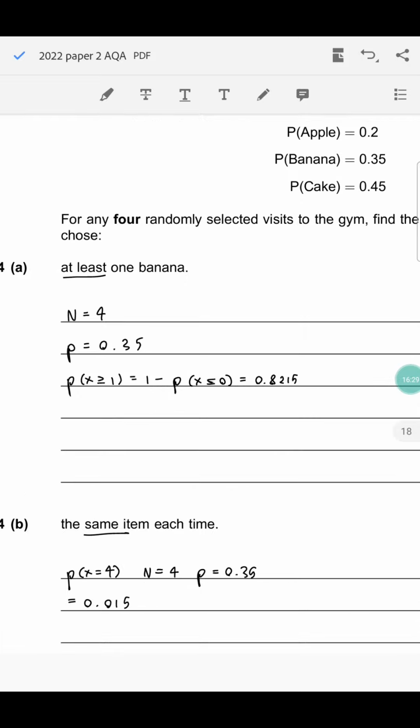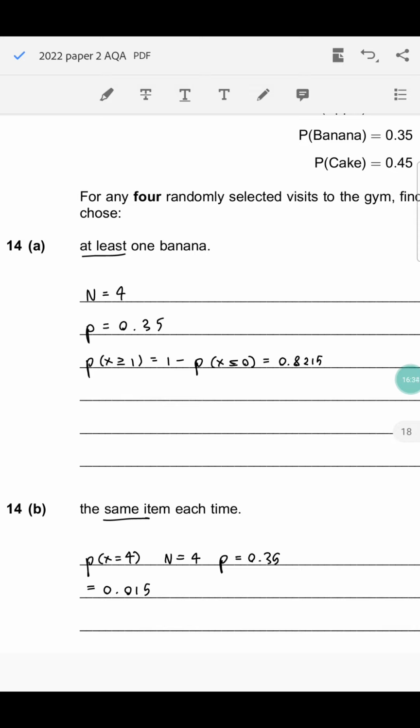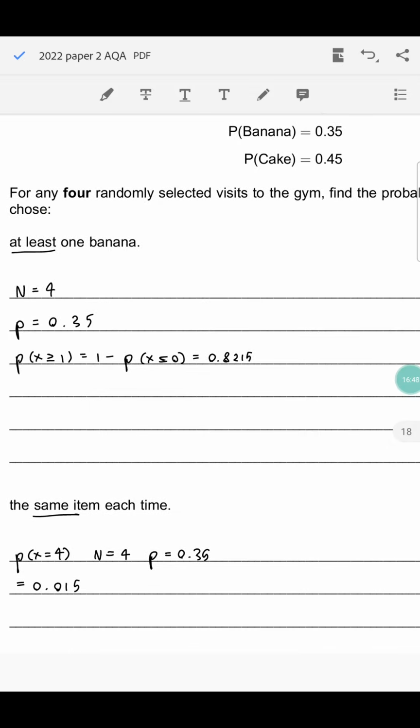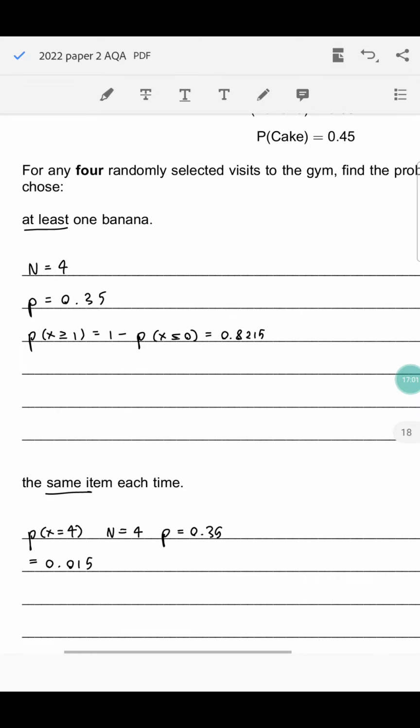Now we know it says for any 4 randomly selected visits to the gym. Now that means our number of trials is going to be equal to 4, and our probability is going to be 0.35. So if we put that into binomial CD, because it's at least, it has to be the probability of x being greater than or equal to 1. That's going to be the same as writing it as 1 minus the probability of x being less than or equal to 0. So if we plug all of this in, we get an answer of 0.8215.